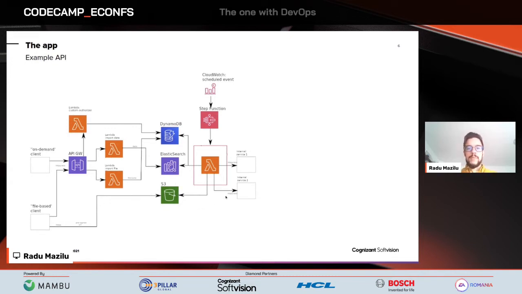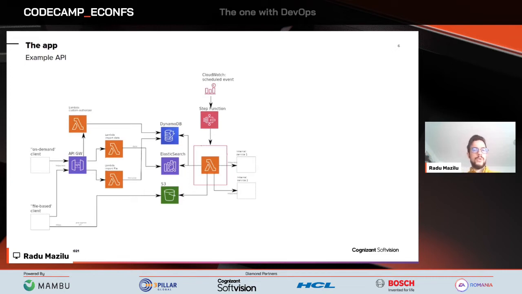S3 is of course scalable as well, and you get the picture. In this example, we have an API that stores images. You can send those through APIs or a file-based client. So that's pretty much how it works.